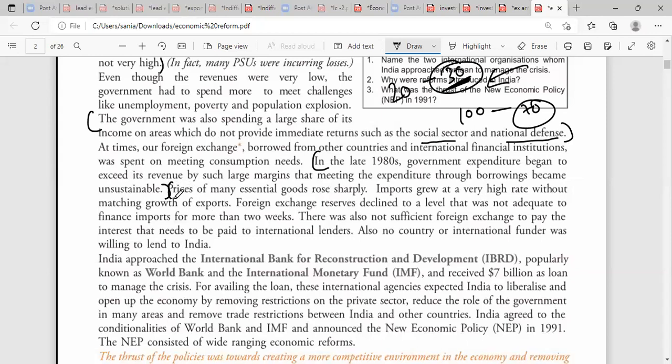Next, prices of many essential goods rose sharply. Imports grew at a very high rate without much growth of exports. So imports increased. Import means now we are taking things from other countries. But exports remained the same. Next, foreign exchange reserves declined to a level where there was not adequate finance to import for more than 2 weeks. There was not sufficient money to pay the interest to the international lenders. Also, no country or international funder was willing to lend. Clear?